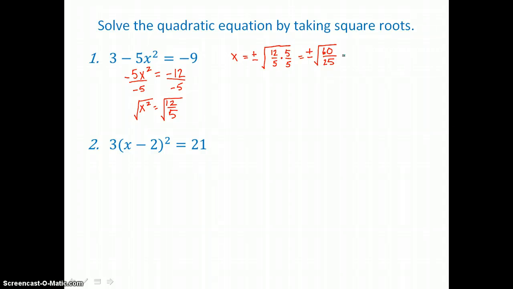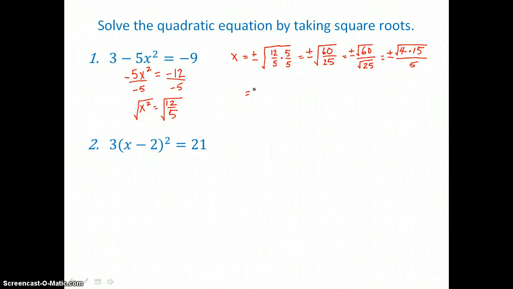And using that quotient property of radicals, I can take the square root of 60 over the square root of 25. Okay, now we need to simplify the square root of 60 if possible. The factors of 60 are 5 times 2 times 2 times 3. It looks like the perfect square factor in 60 is going to be 4. So I'm going to factor 60 into 4 times 15. I can take the square root of 25 in the bottom, which is 5.